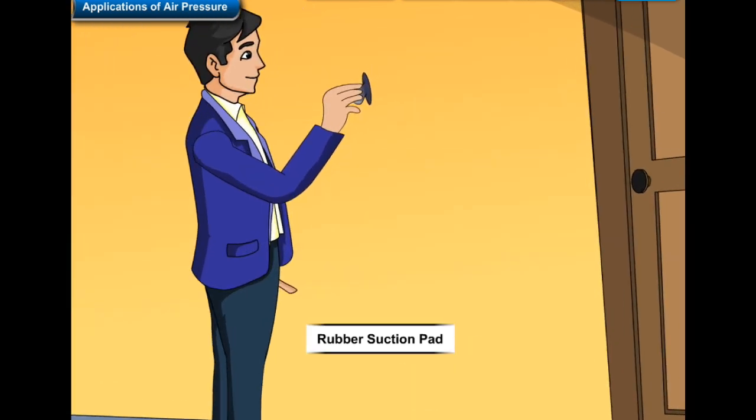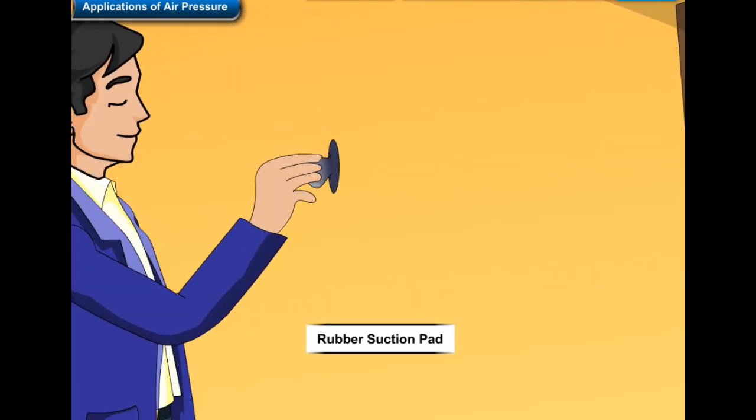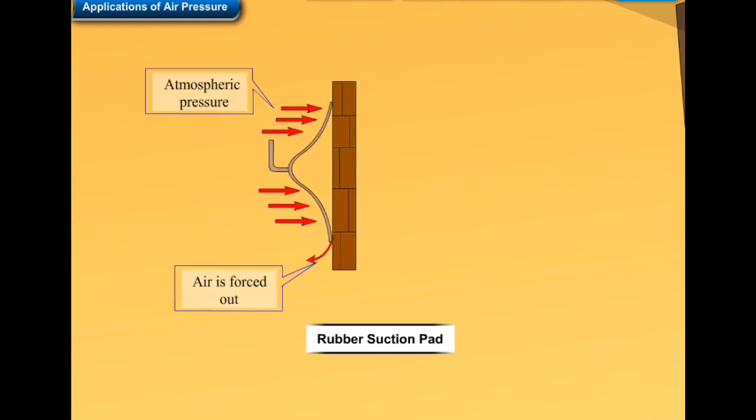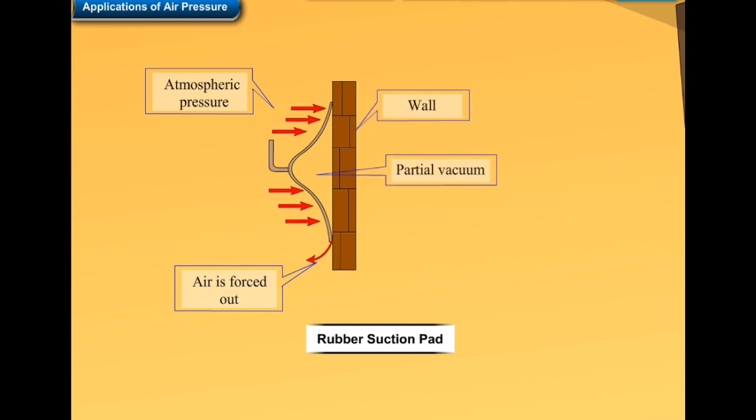Rubber suction pad. Rubber suction pads are used on the walls to hang clothes and calendars. When a moistened rubber suction pad is pressed against the wall, the air between the suction pad and the wall is forced out, reducing the pressure inside. The outer atmospheric pressure, being greater, pushes the suction pad firmly and it adheres to the surface of the wall.